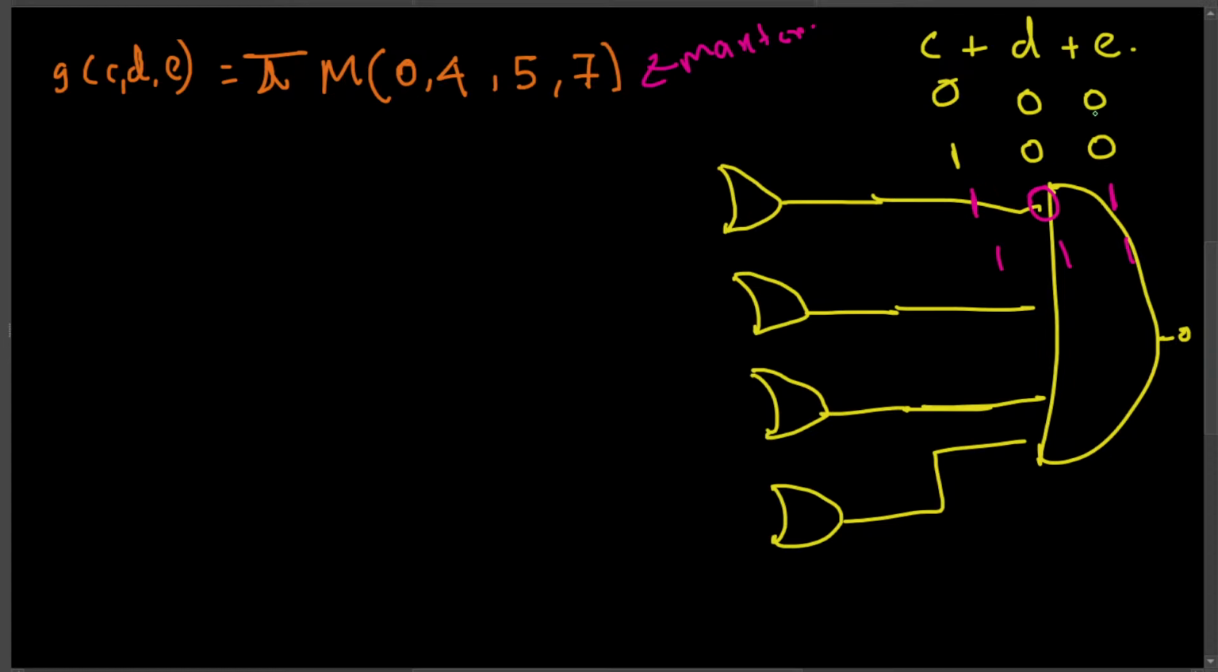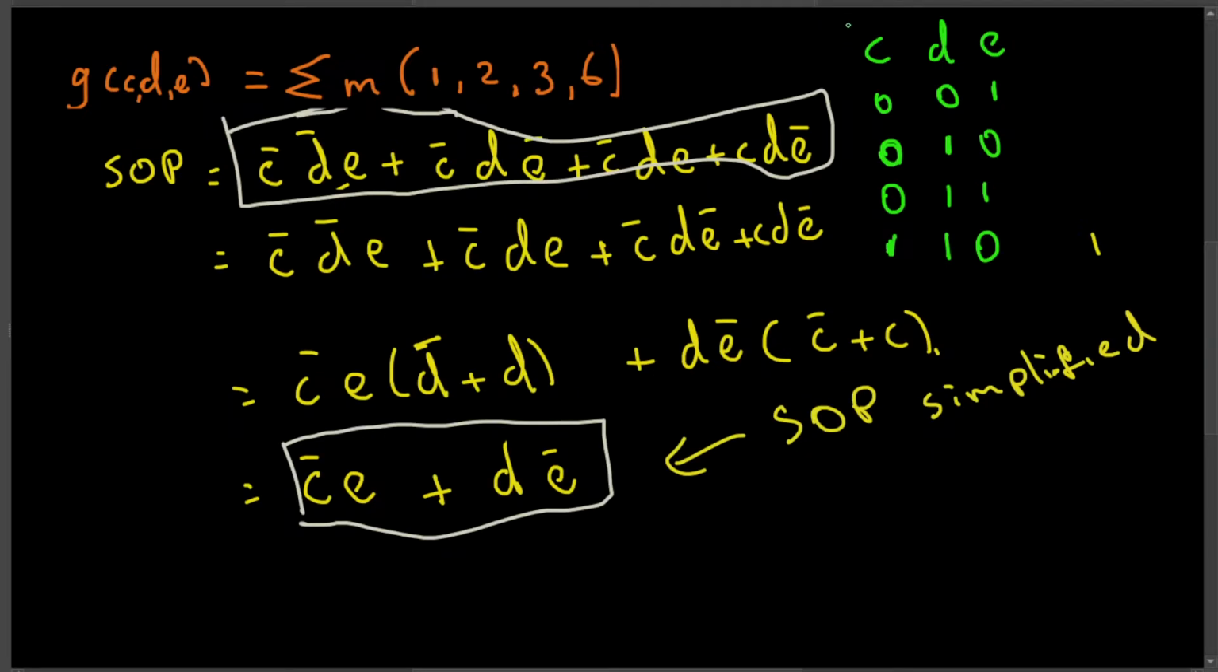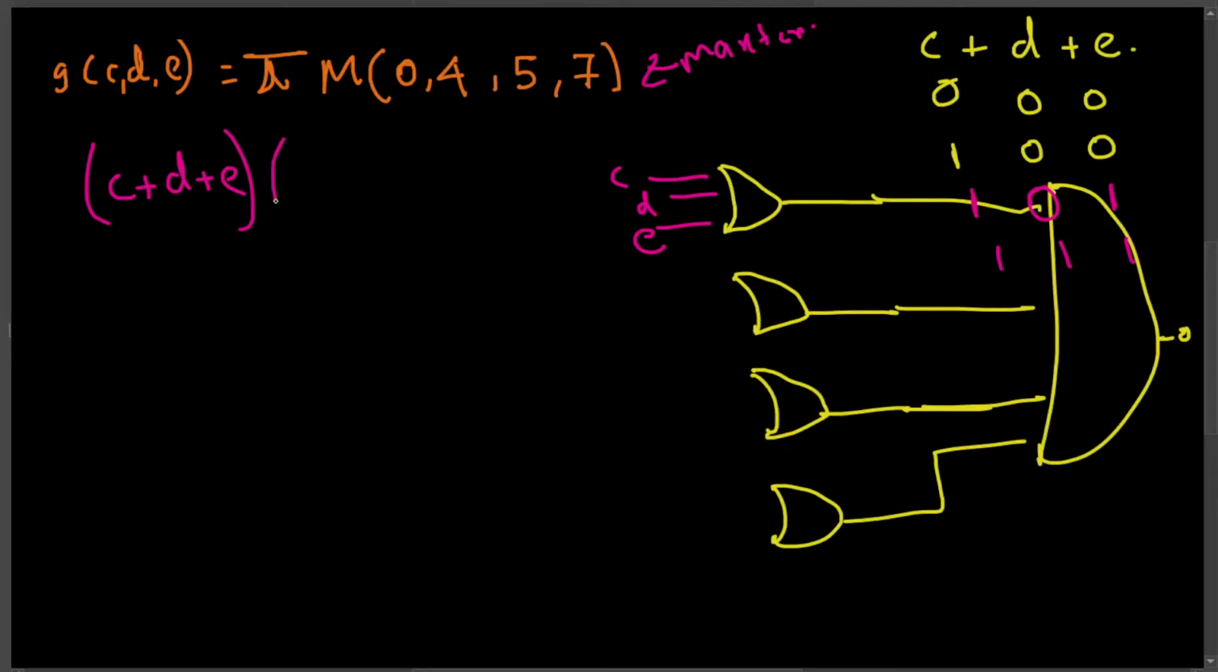So this is already 0 0 0, so the first expression we are going to have is C plus D plus E. Okay, that's our first input, C plus D plus E, and the second input we are going to have is C prime. This is product of sum. The one we had before is sum of product. So the second expression, we have to make this C to 0, so I have to take the C prime. So C prime plus D plus E.